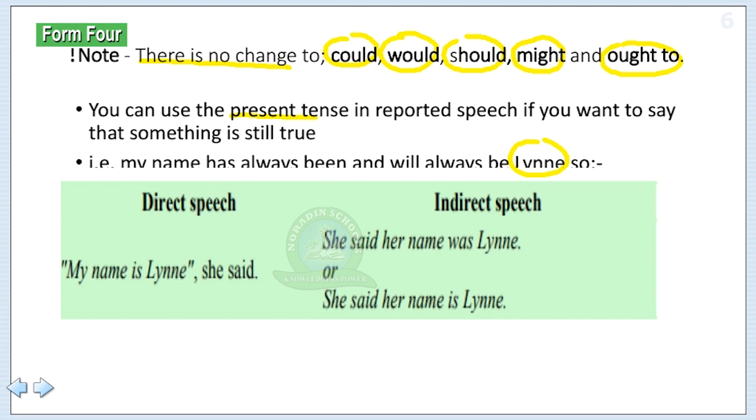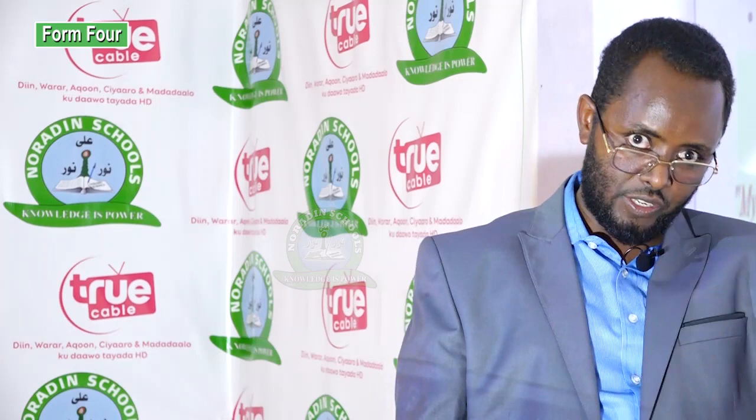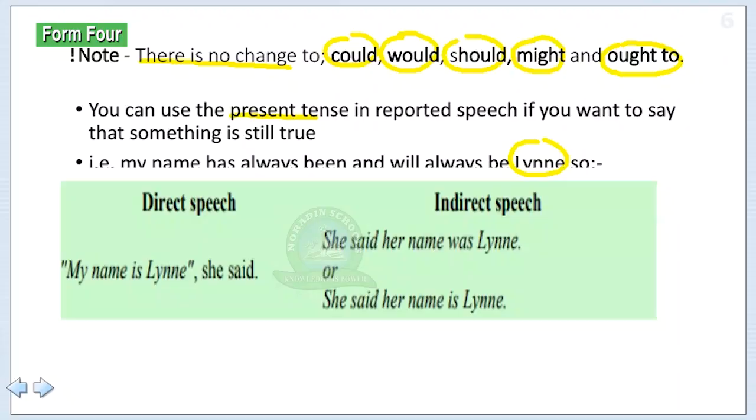So this is your name. You cannot change it if something is true or universally true. For example, my geography teacher said to me last year, "The sun is a star." It's still true that the sun is a star, so there's no change. Now, "My name is Lane," she said. In reported speech, you can say she said her name was Lane, or she said her name is Lane. This is possible, and this is possible. So you can change this one.